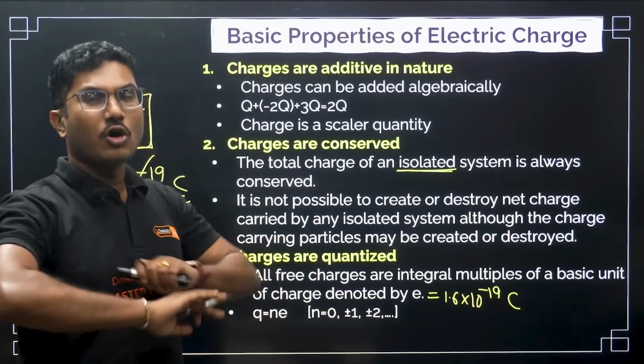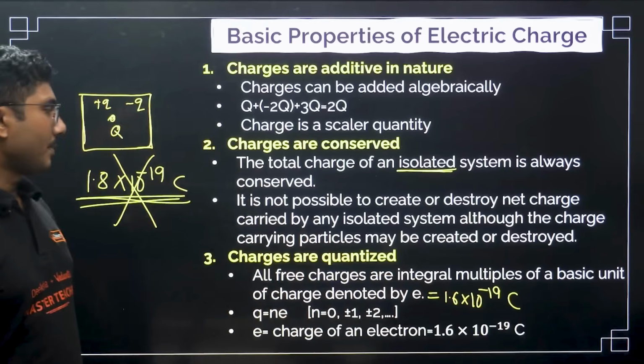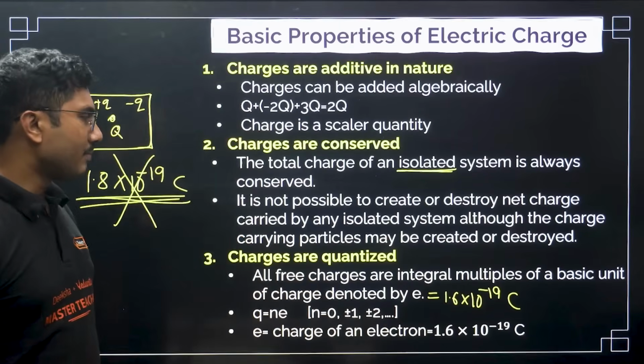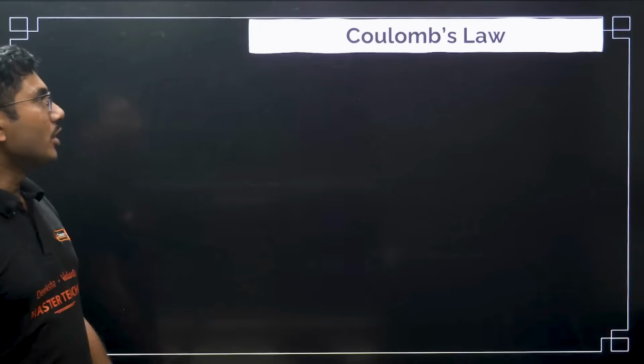So be careful, not all charges are possible. The charges have to be integer multiples of this number. e is the charge of an electron, and it is obviously 1.6 into 10 to the power of minus 19 Coulomb. Now, very important concept, Coulomb's law.